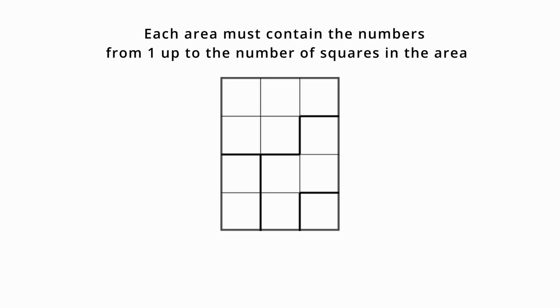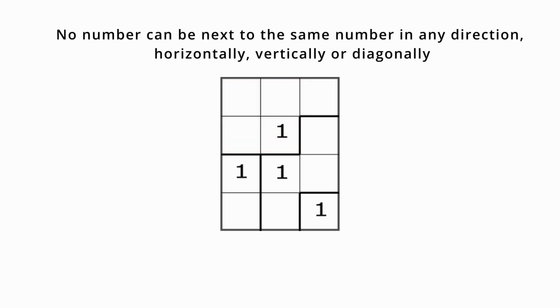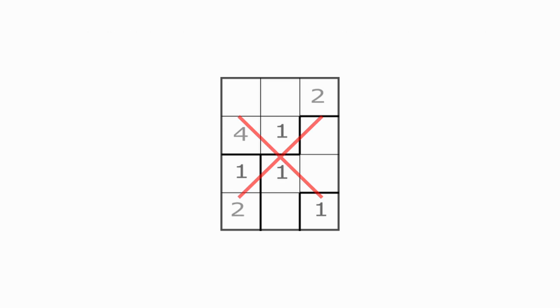Each area must contain the numbers from 1 up to the number of squares in that area. The topmost area of this puzzle has 5 squares, so it must be filled with numbers 1, 2, 3, 4 and 5. This is the first rule. No number can be next to the same number in any direction, horizontally, vertically or diagonally. This is the second rule.